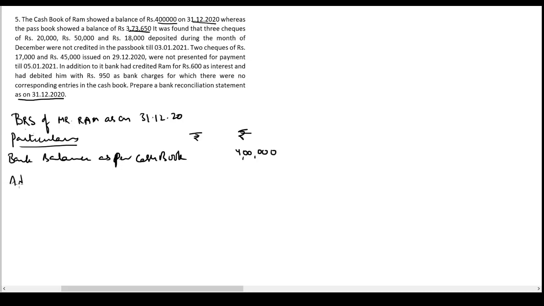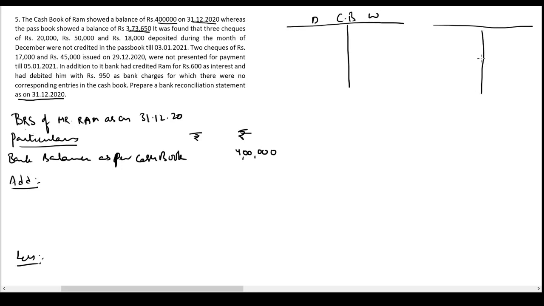You can have some add items. We will have some less items and we would have to arrive at the passbook balance. That is how we have learned. Let us start preparing our working notes. I am starting with the cash book balance, deposits, withdrawals. I am starting with cash book balance and I have to arrive at passbook balance, so I'll put a star mark here. This is my withdrawal and this is my deposit in the passbook.